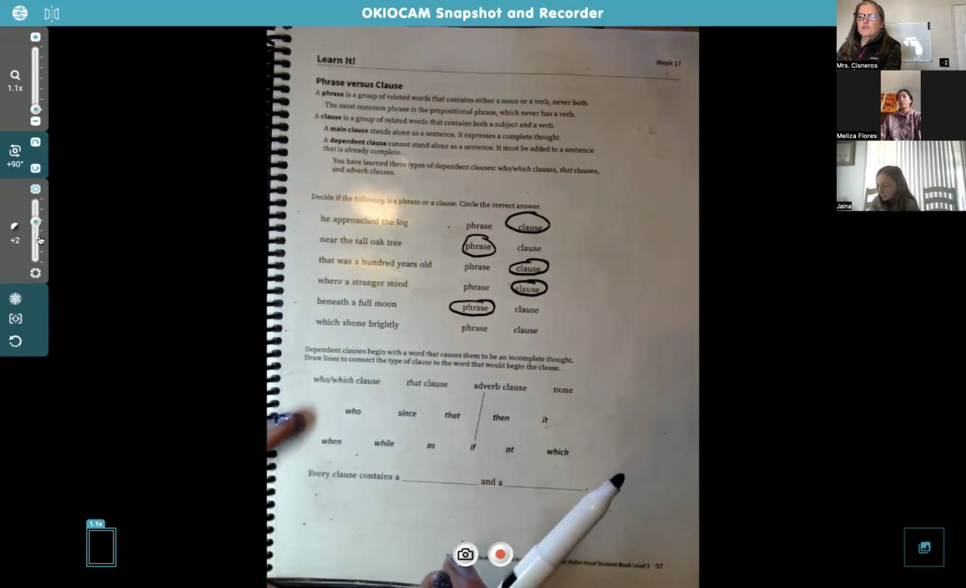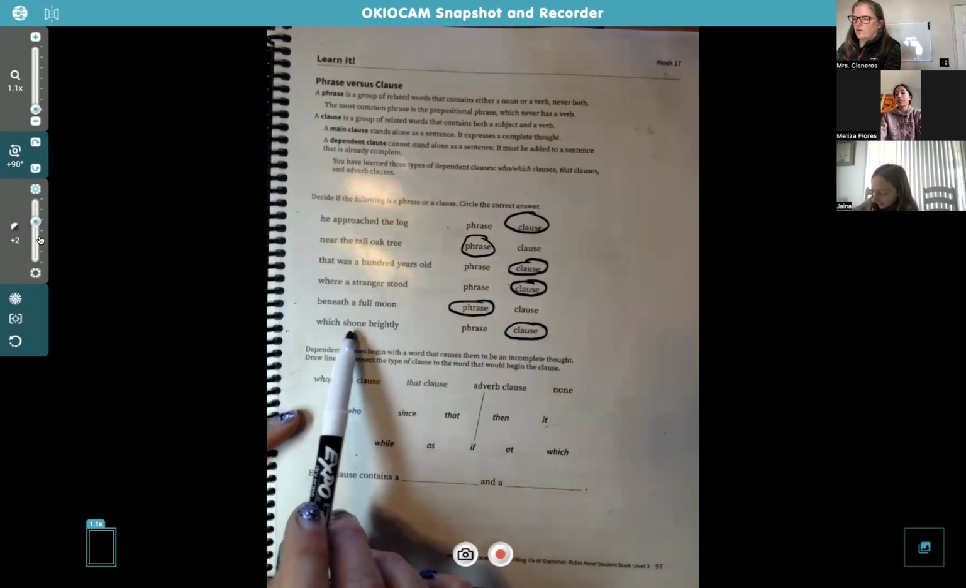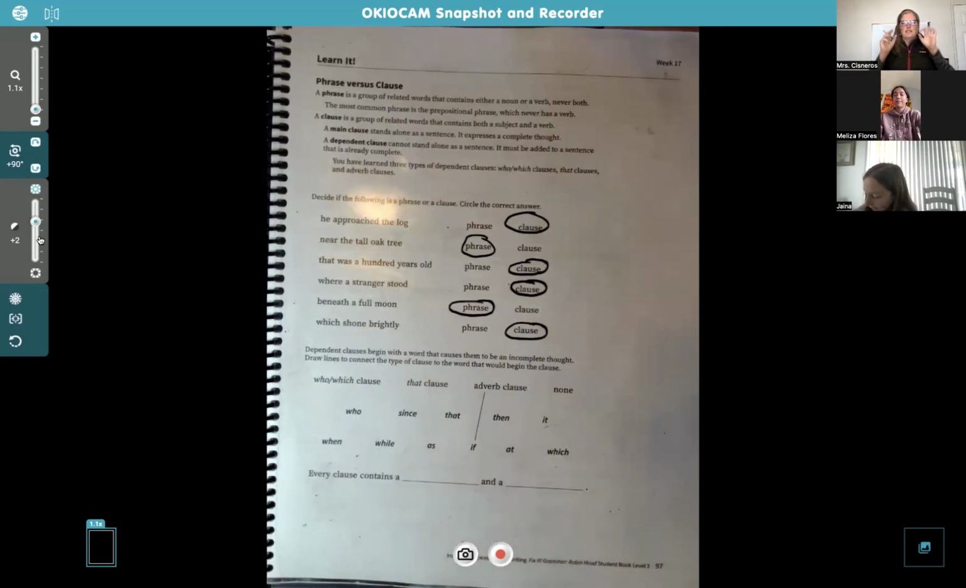What do you think? Phrase or clause? Phrase. It's actually a clause because of the word shone. That's what it's doing. It's a verb. It's shining. And it's a which clause. Remember who, which clauses?